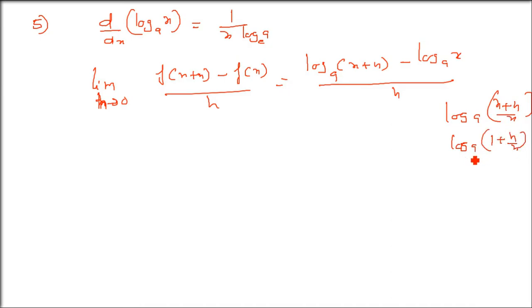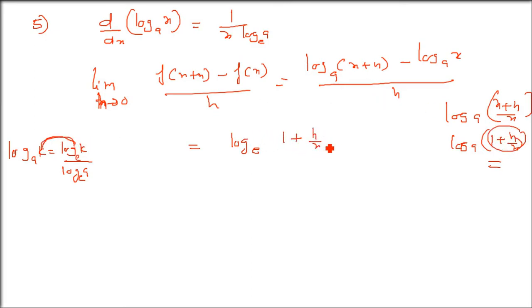So log 1 plus h by x. Now the base is a. Whatever k is there, you can write log base a of k as log k goes up and log a goes down, so log k by log a. Now you can write it as base e. In order to convert a log of any base to e, you have to do this. So we can write this as log, taking the base e, of 1 plus h by x, divided by log a.